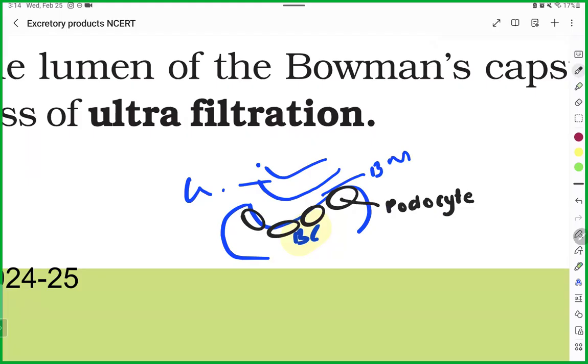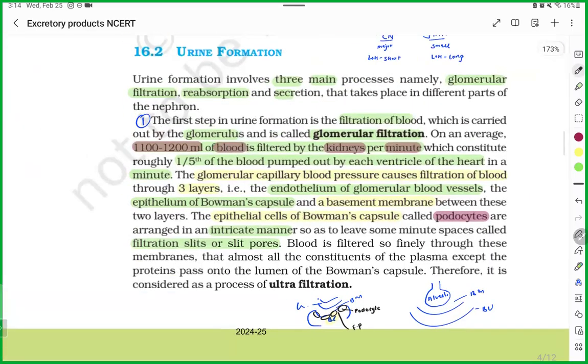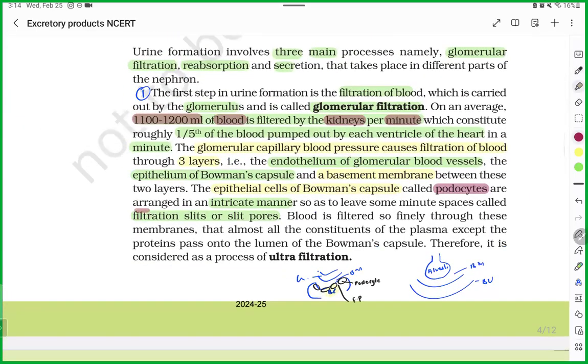So these cells are arranged in such a way that there is some gap. What is the benefit of this gap? The benefit is that waste material can enter into the nephron, and then the same waste material will form urine. If we want to filter the blood, there must be some passage for the filtration. This is known as filtration pore or slit, filtration slit or slit pore.